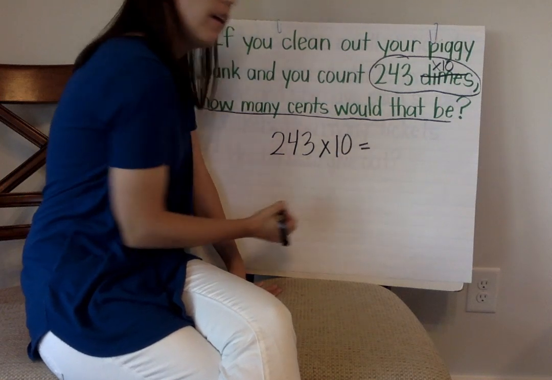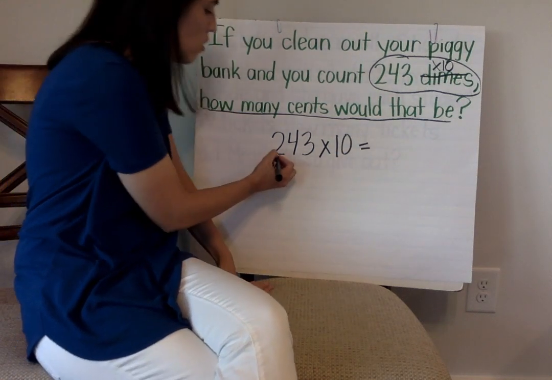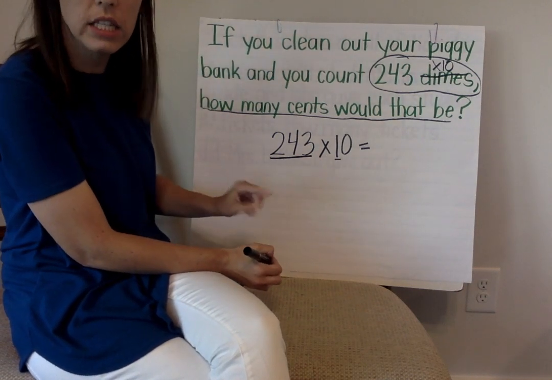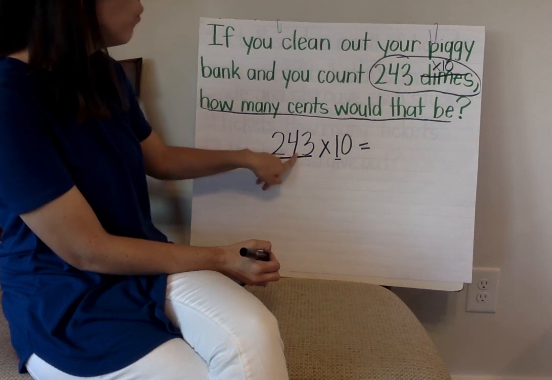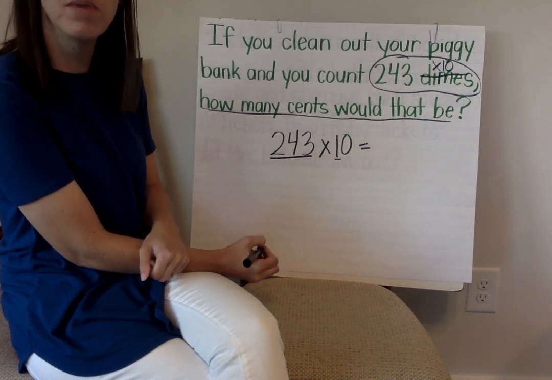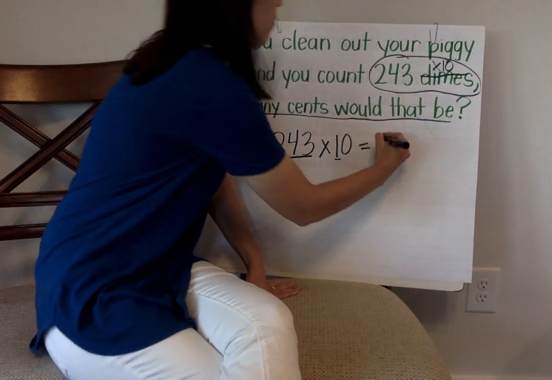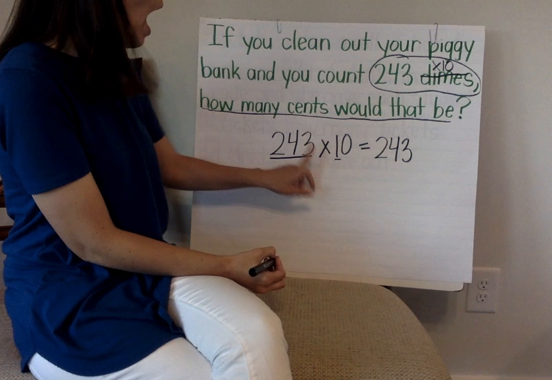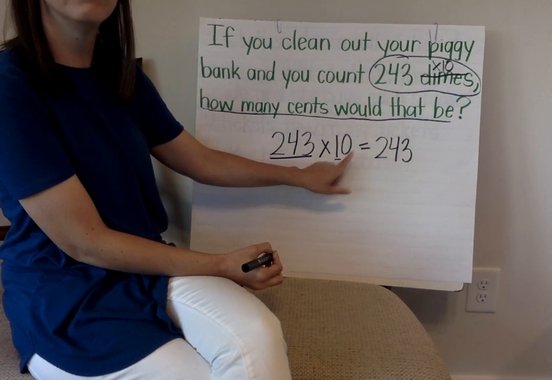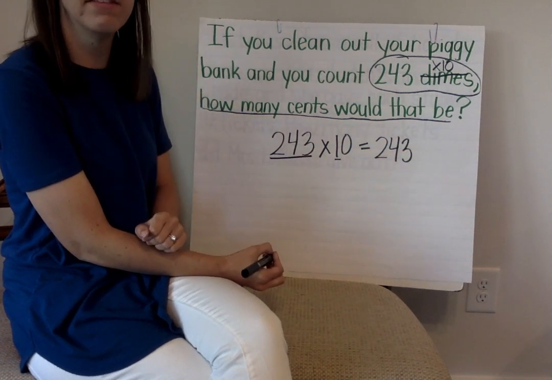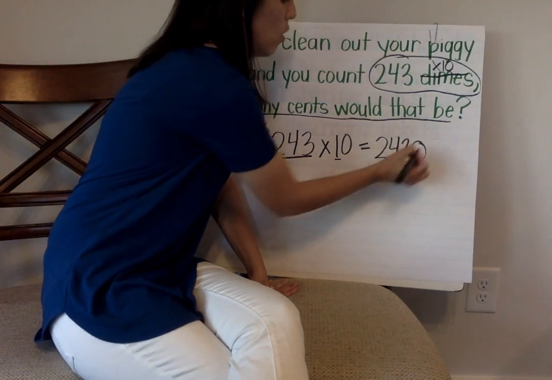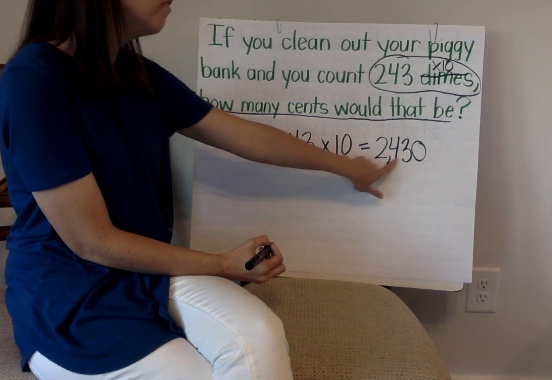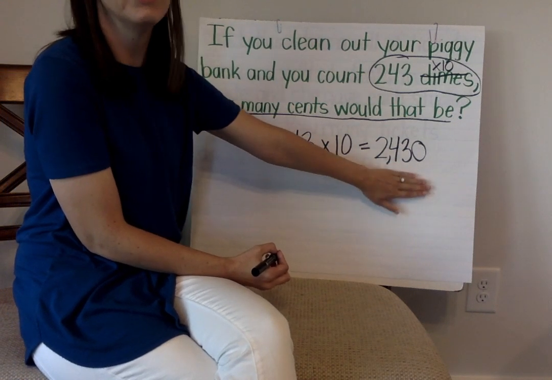Okay, let's see what that's going to give me. I can use my trick here. I'm going to underline the digits that are not zeros. So 243 times 1 would give me what? 243. I have 1 zero on this side, so how many zeros do I need to add on this side? 1 zero. This gives me a product of 2,430. But this is not our answer.